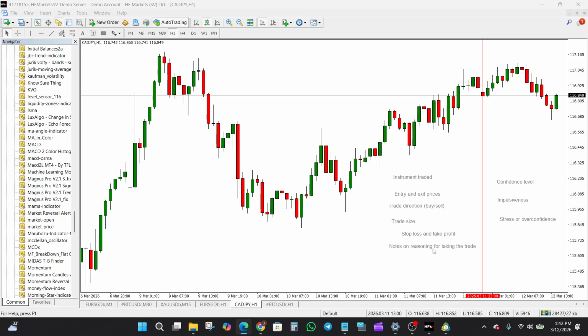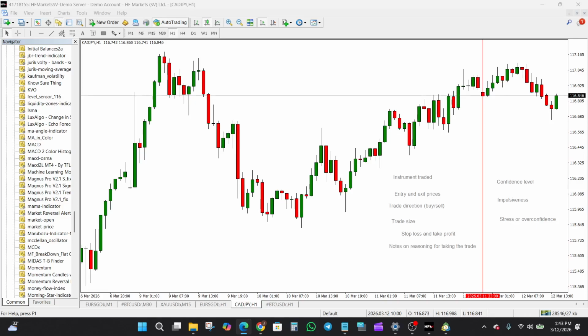Why did you take that trade? Were specific criteria met before you took those trades? All of that. And then make sure you record your confidence level. How confident were you in that setup? Were you impulsive? Check your impulsiveness. Was it an impulsive trade? And then check how stressed you were at that time or whether you were overconfident. Take note of all those.